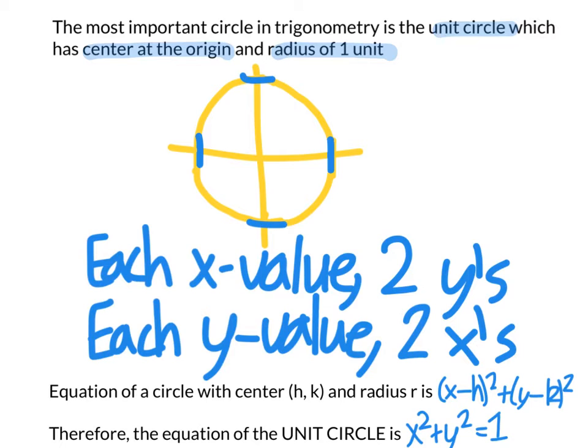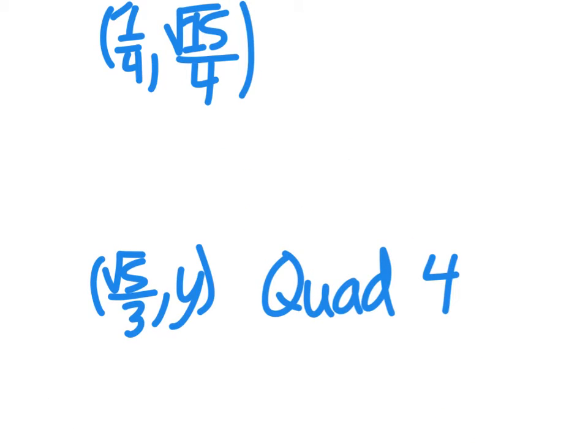And this makes sense because the h and k values are both 0, since the unit circle is centered at the origin. So x minus 0 is just x, and y minus 0 is just y, and the radius is 1 unit. Here are a couple practice problems with that idea in mind.